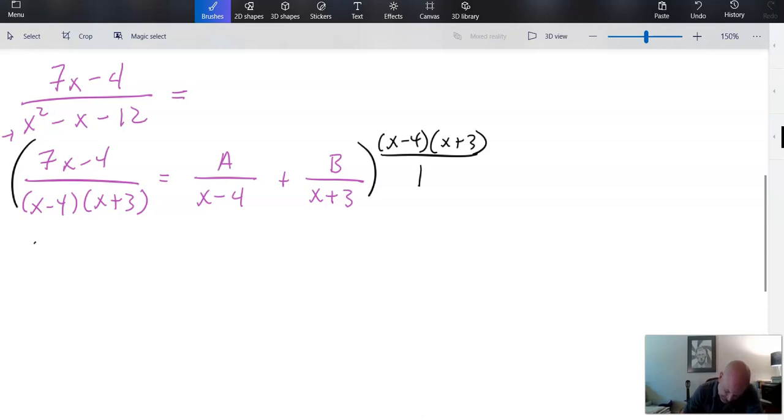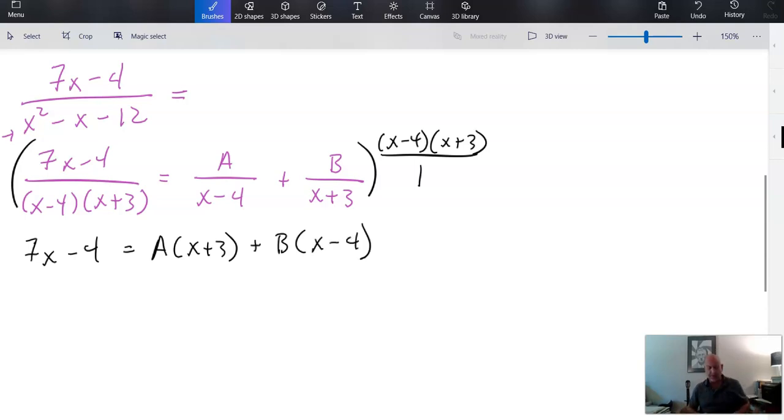So this side is going to be 7x minus 4. Over here, the x minus 4 will cancel out, so I'll have a times x plus 3. And then over here, the x plus 3 will cancel out, so I have plus b times x minus 4. Okay, so we've cleared the denominators, and now we need to distribute and collect our like terms so we can make our system of equations.